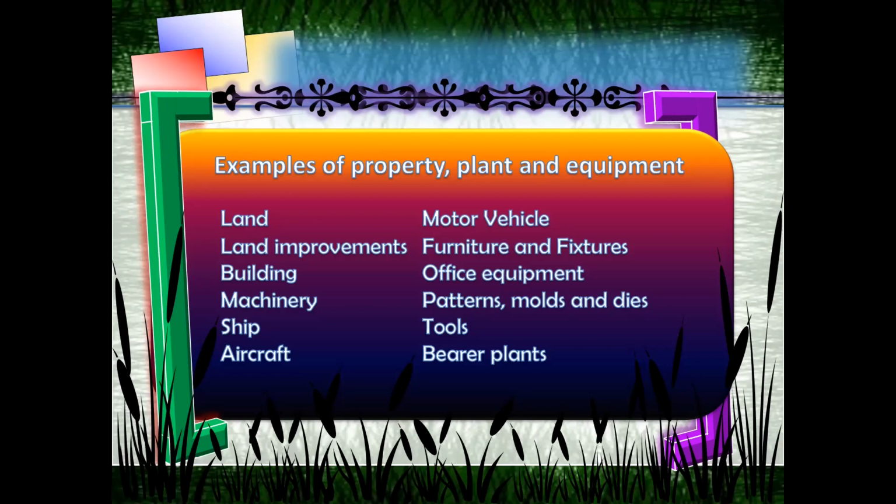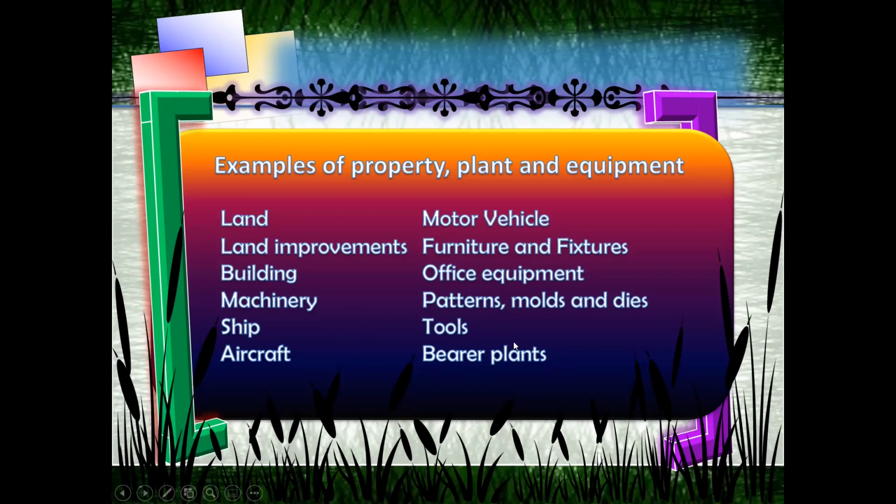Then we have furniture and fixtures, and then office equipment, patterns, mga molds and dies. So most probably this will be more applicable for mga manufacturing concern, gamit nila in the production of goods, if that is for a manufacturing concern. Then we have tools. So we can consider them also as property, plant, and equipment, especially if the amount is malaki din. And then, the last one would be the bearer plants.